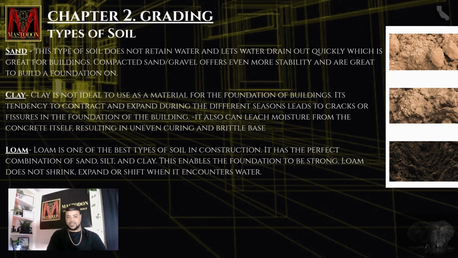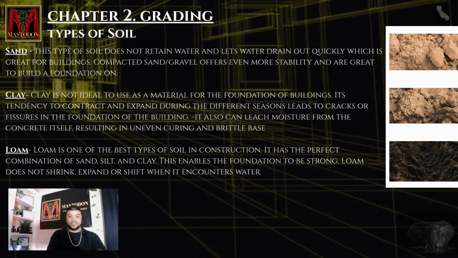First one is sand. This type of soil does not retain water and lets water drain out quickly, which is great for building and compacting. Sand and gravel offer even more stability and are great to build a foundation on. If you think of the tallest building in the world, I think it's the Burj Khalifa in Dubai, a giant building. It's built in sand. Sand holds the weight of this giant building perfectly.